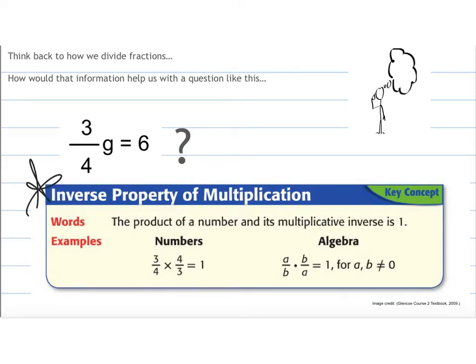of multiplication. The property of multiplication and its multiplicative inverse is 1. So what that's saying is that if we take a fraction, such as 3/4, and we flip it to be 4/3, that's going to equal 1. 3 times 4 is 12, 4 times 3 is 12, so 12 over 12 equals 1. So if we were to multiply those together, they would equal 1. And then it's shown with algebra as well, so have that written down.